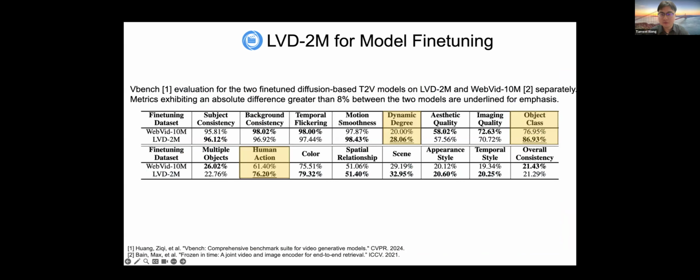And quantitatively, our results are also better on VBench. So the model trained on LVD-2M excels in dynamic degree, object class, and human action, as highlighted here.